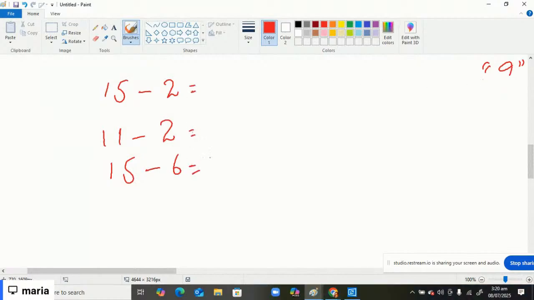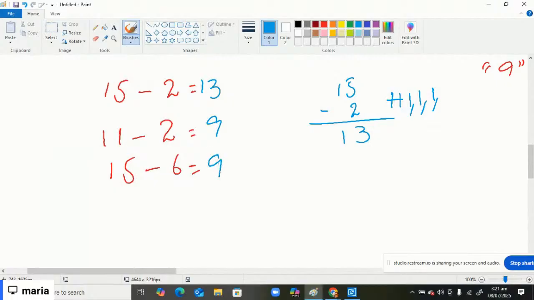Let's write our answers. What is the answer of 15 minus 2? When we solve 15 minus 2, draw 5 lines, then take away 2 lines, 3 lines are left, and here is 1. So the answer is 13. The answer of the next, 11 minus 2, is 9. The answer of 15 minus 6 is 9. So there are two ways to make 9, and there is only one way that is not making 9.